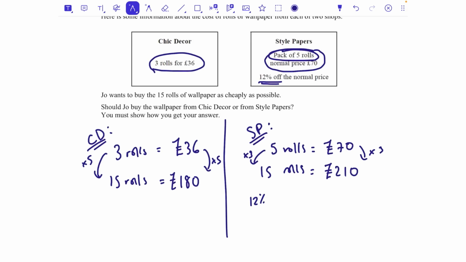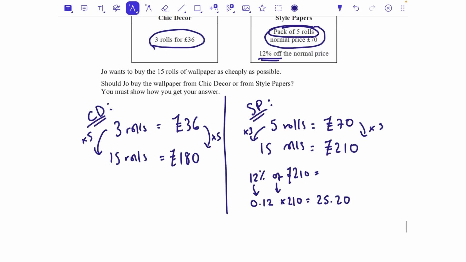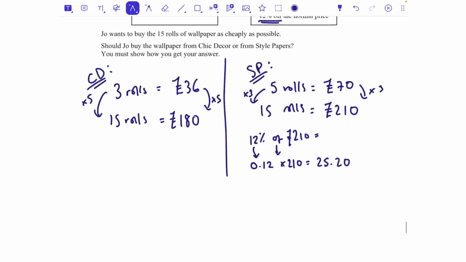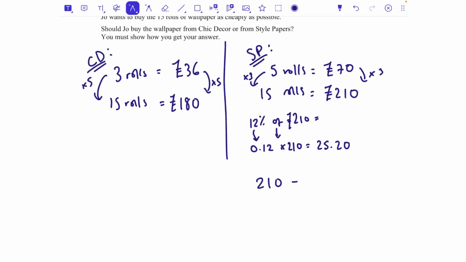So 12% of £210. Now the easiest way to do that in your calculator is to say, well, 12% as a decimal is 0.12, of we just write times, and then 210 in our calculator. So if you want to work out a percentage, you can just type it as a decimal in your calculator. 0.12 times 210 is £25.20, so that's our discount. So £25.20 is how much we need to take off. So 210, take away that answer, and that is £184.80. So that's the price at Style Papers.